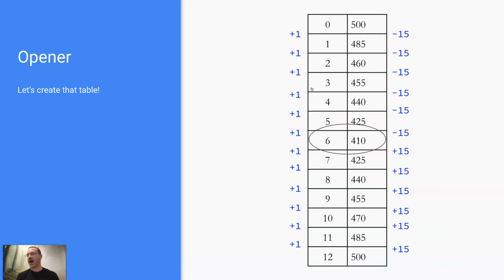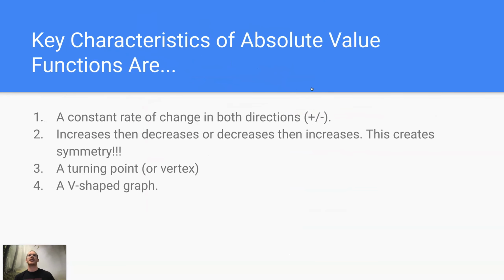Now, if you look at the bottom of your page of notes, we have our key characteristics of an absolute value function. If you need to pause the video and write all these down, go ahead, or you can listen to me describe these and then write them down, but you definitely need to write them down. The first characteristic is what I was just talking about. We have a constant rate of change in both directions, a positive version and a negative version. Sometimes it'll go up and then down, sometimes down and then up. So it increases and decreases, or decreases and increases.